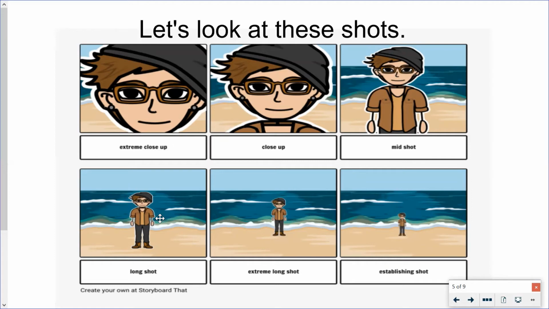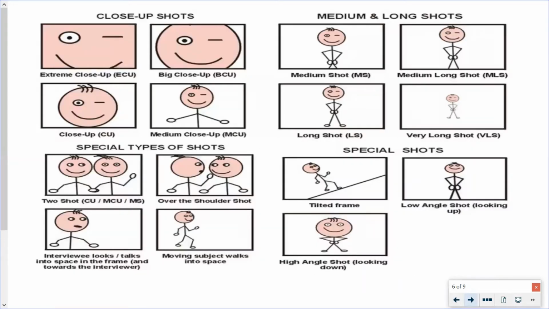Okay, so which one of these shots do you prefer? Which one do you think is the best? I'm looking forward to hearing your answers, but I think it really depends on what you want to capture. Okay, so let's move on and have a look at some different types of shots.